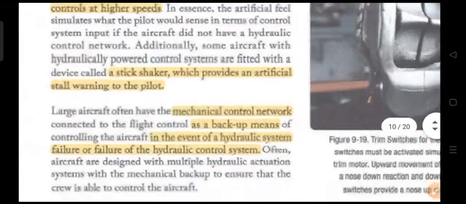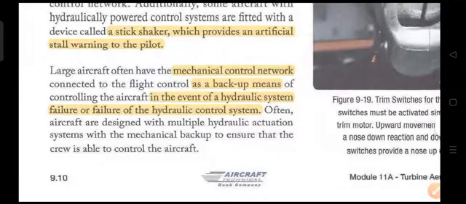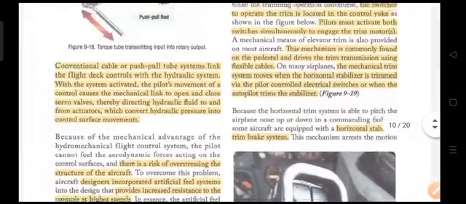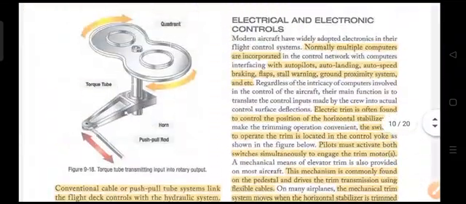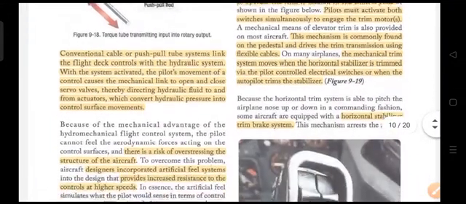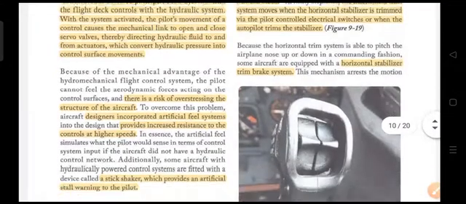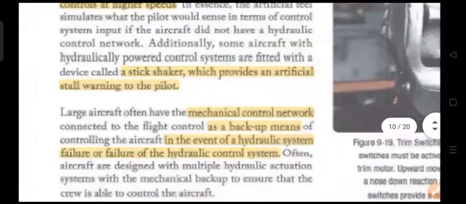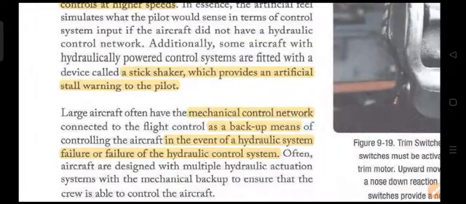There is a stick shaker also, which provides an artificial stall warning to the pilot. Stick shaker and stick pusher are the two things. If I am not wrong, there is a stick pusher as well. Just a minute. Anyway, it's not given here, but there is something called a stick shaker and something called a stick pusher. The stick shaker is used to make the pilot aware that some stall warning is there. Anytime the stall can take place.